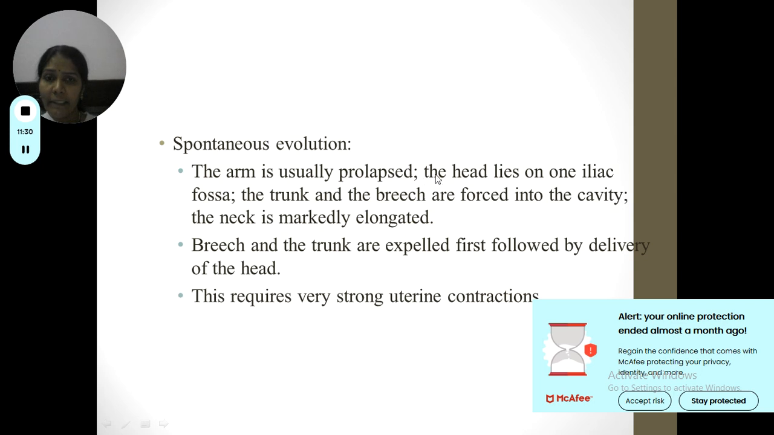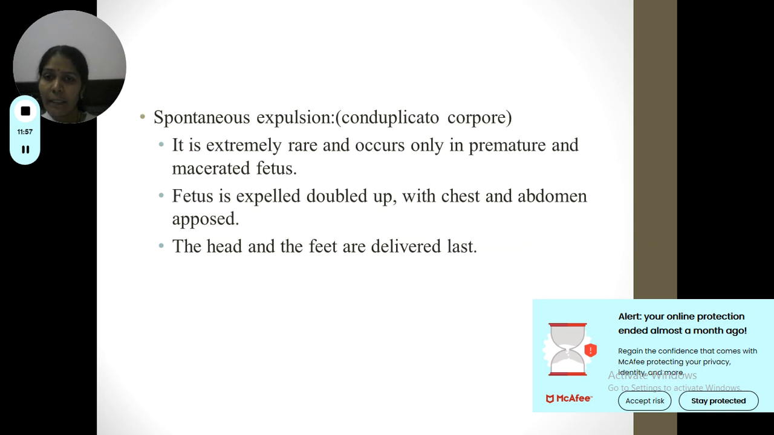Then we have spontaneous evolution. So what is happening in spontaneous evolution is that the arm is usually prolapsed after the membranes have ruptured and the head lies on one iliac fossa. The trunk and breech are forced into the cavity and the neck is markedly elongated. So after the hand is delivered, the breech and trunk are expelled first, followed by delivery of the head. This requires very strong uterine contractions.